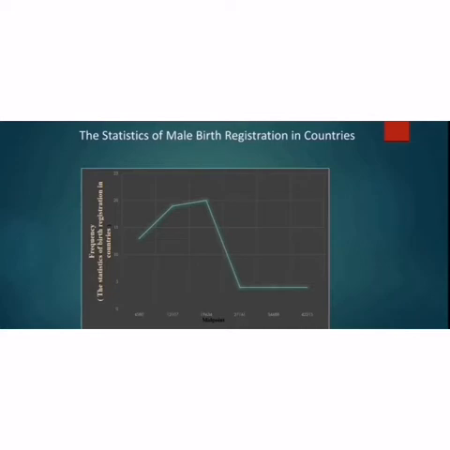The graphs represent the statistics of birth registration in the country. The first graph is about the statistics of male birth registration. This graph shows us that male birth registration was increasing, but at a particular point it started to decrease and finally it became neutral. Neutral means it does not have any changes at the midpoint.